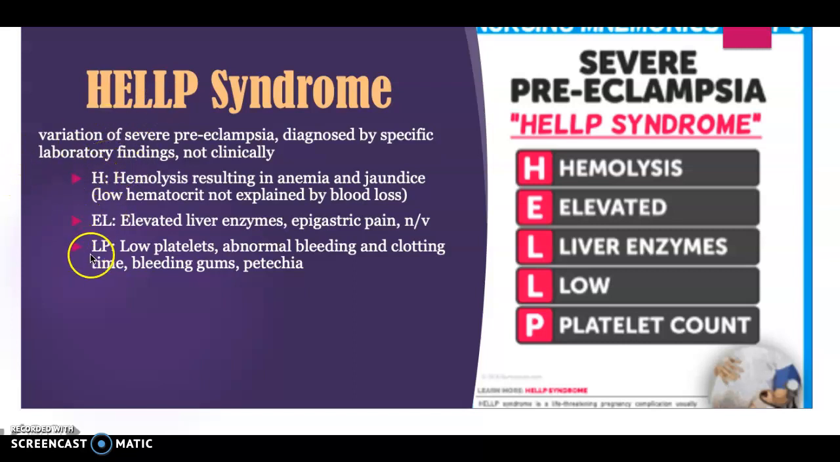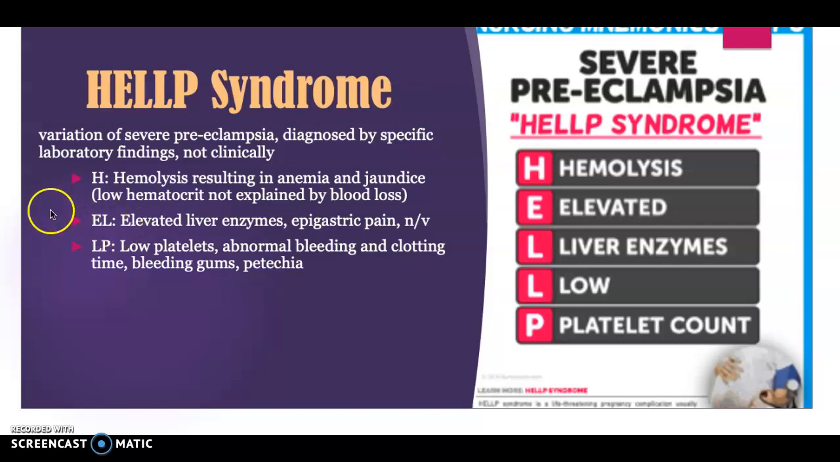So what is HELLP? It's 3 different labs. So H is hemolysis. You're going to see a low hematocrit not explained by blood loss, and that is due to the body trying to repair those leaky blood vessels. So they're going to start putting plaque in there to repair those blood vessels, and as the red blood cells come by, they're going to be destroyed. It shows you in that Osmosis video pretty well.